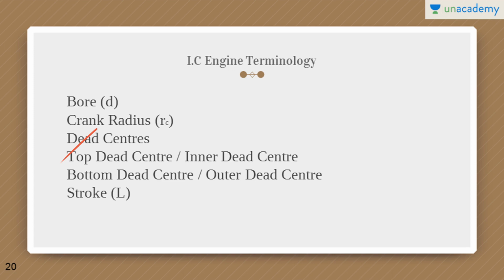Then there is something called a stroke. Stroke is nothing but twice the crank radius. You can call it like that also, or else it is the linear distance traveled by the piston from one dead center to another dead center position.